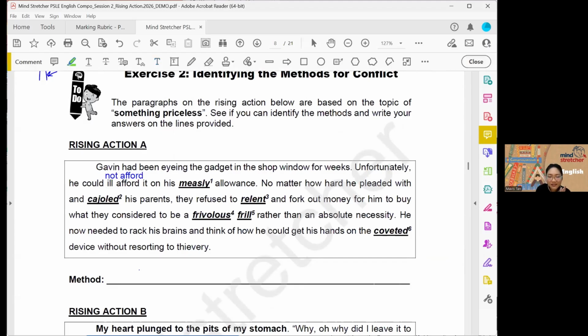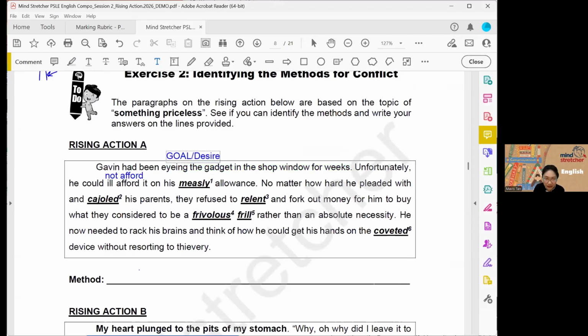Gavin had been eyeing the gadget in the shop for weeks. So when we talk about rising action or introduction, this is a piece of information that could appear in the intro or at the end of the intro or at the start of the rising action. It's fine. When you're eyeing something, what does it mean? This is Gavin's goal, right? Or his desire. Had been eyeing. I need to highlight this whole phrase. Not just eyeing.